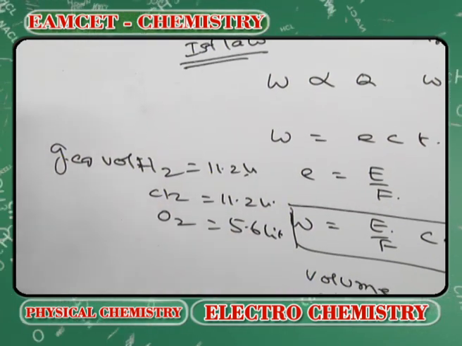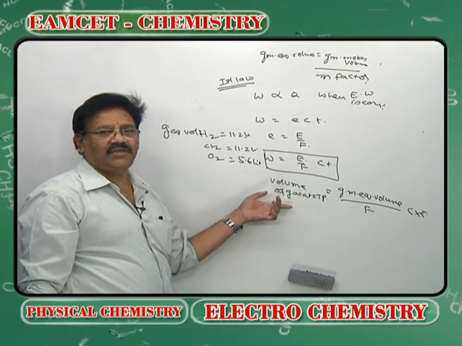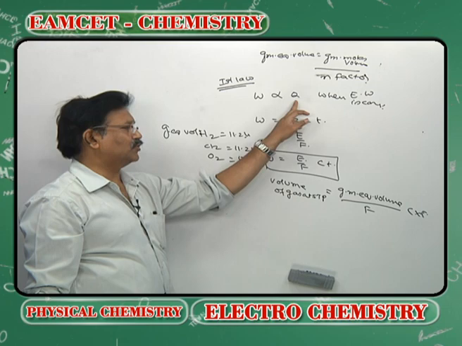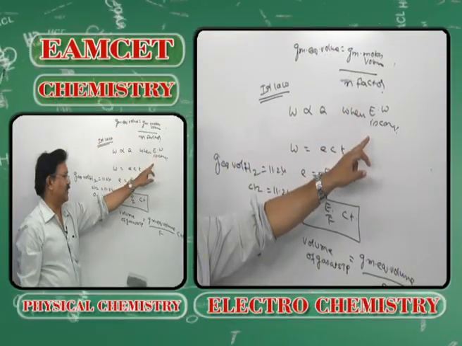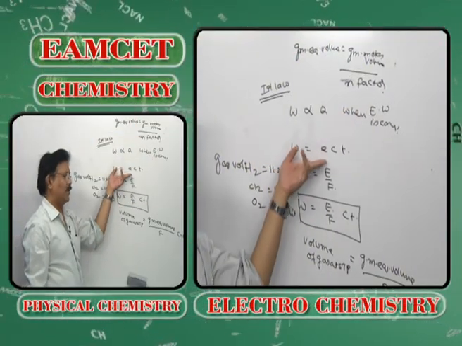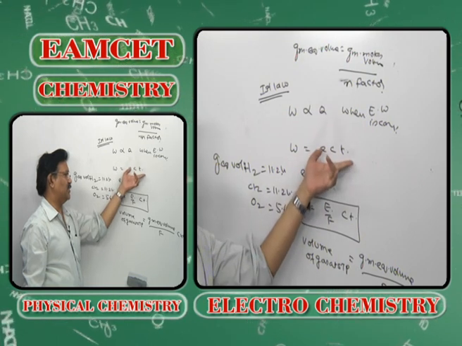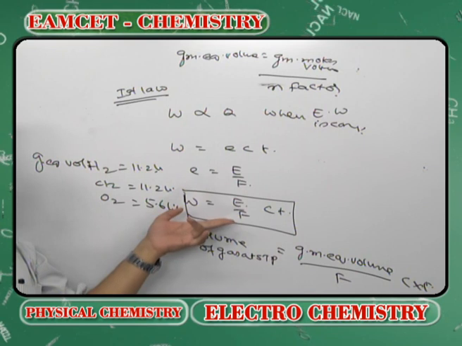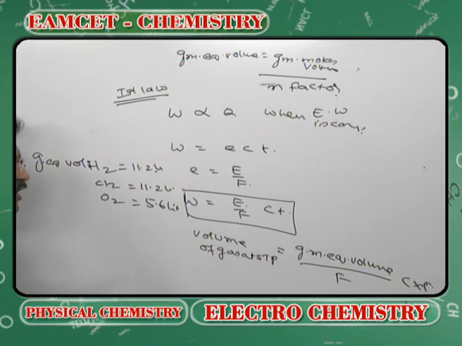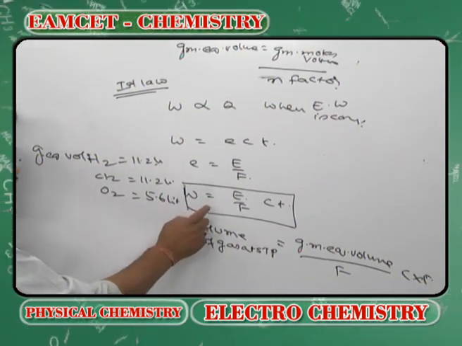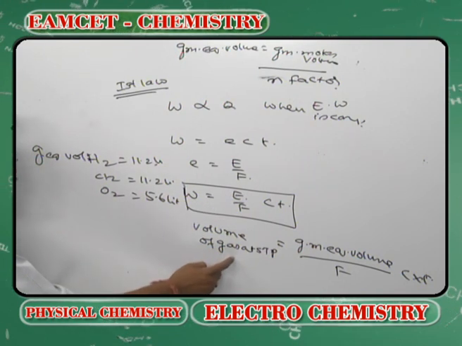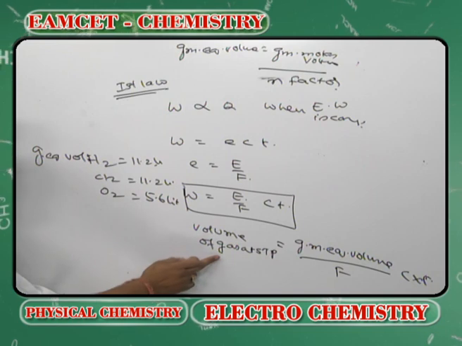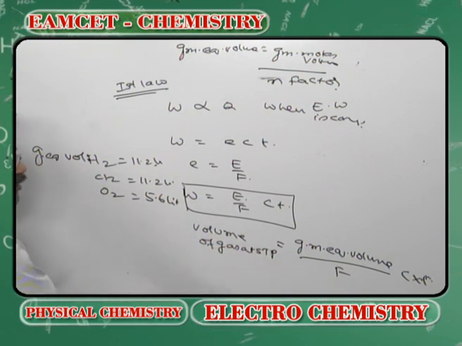So, this is about the first law of Faraday. W is proportional to Q when equivalent weight is constant. Expanding, W is equal to ECT, E is equal to equivalent weight by F, W is equal to E by F CT, and this expression can be expressed in terms of volume as follows. Instead of weight, if volume is considered, the formula takes this form.